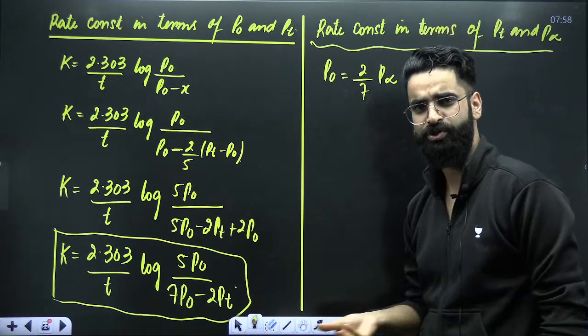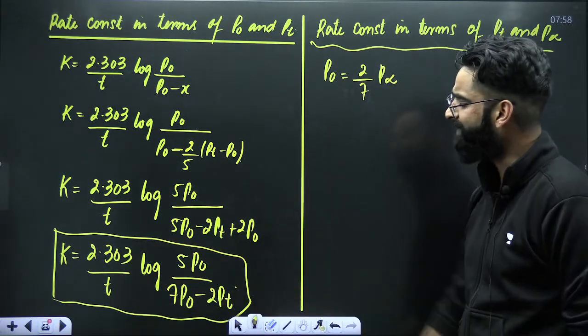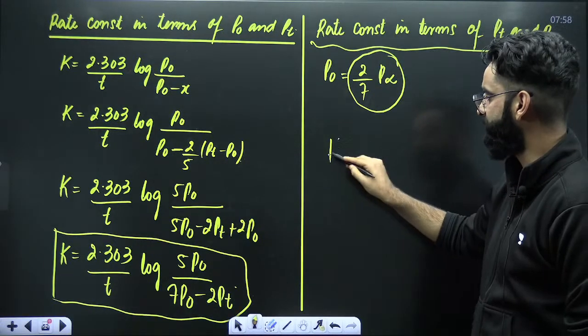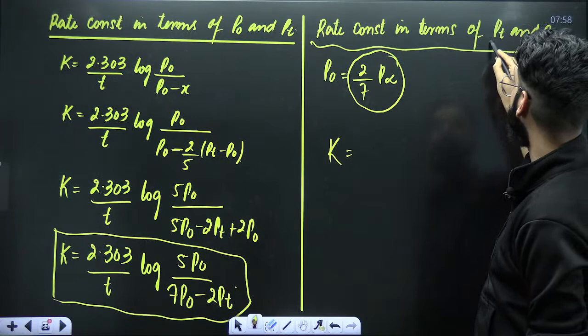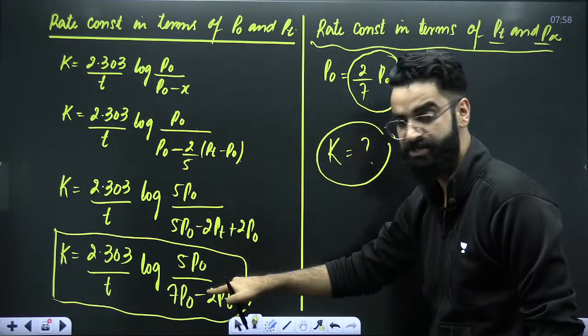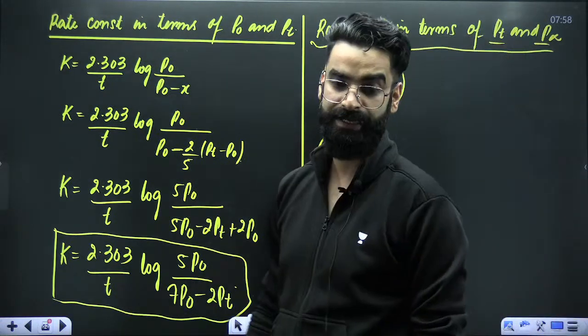So what you have to do is, in this expression, wherever you see P naught, instead of P naught, you have to write 2 by 7 P infinite. You'll be getting one more expression of K. That will be in terms of PT and P infinite. That's it. So the P naught value, you have to substitute here. You'll be getting the exact value of K in terms of PT and P infinite. I hope this is clear to everyone.